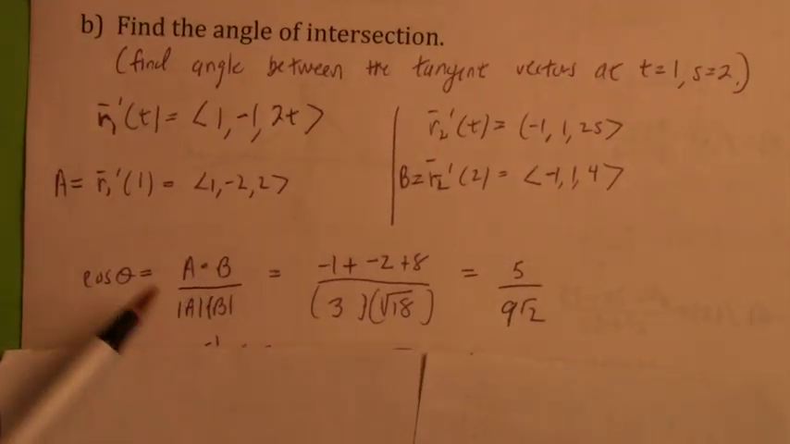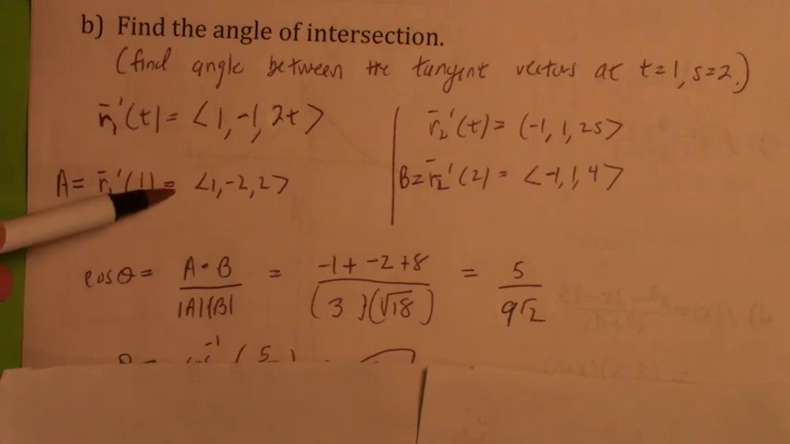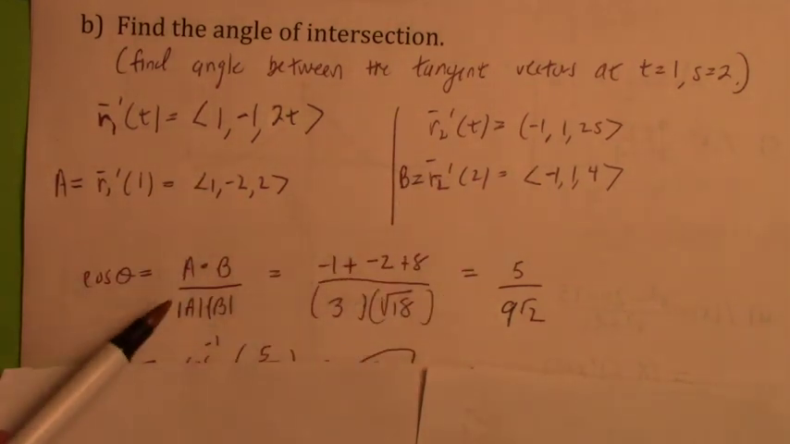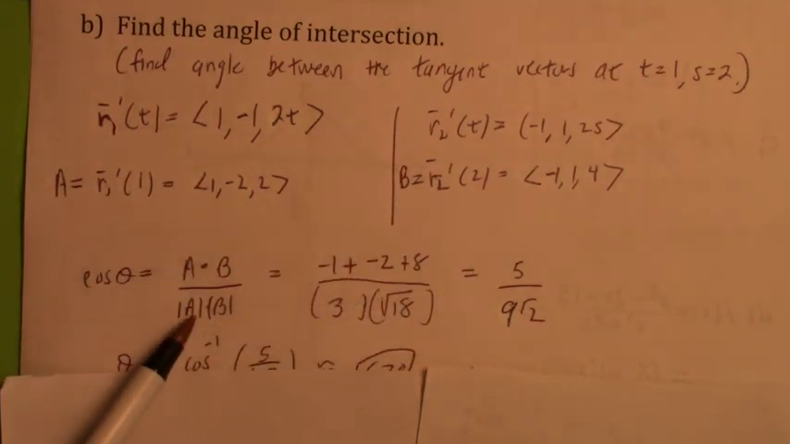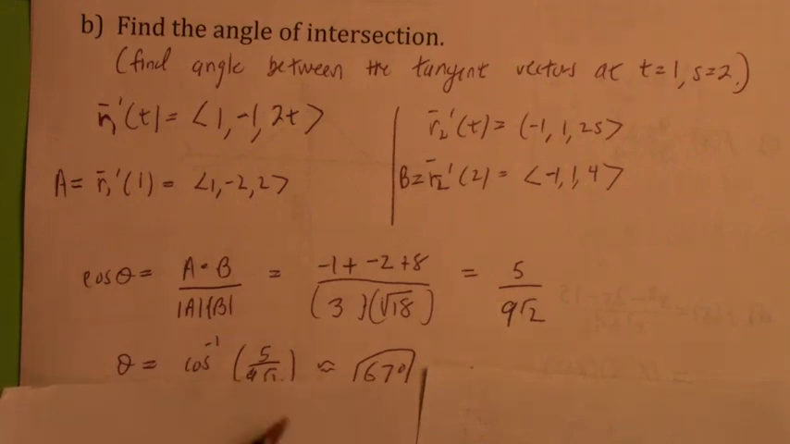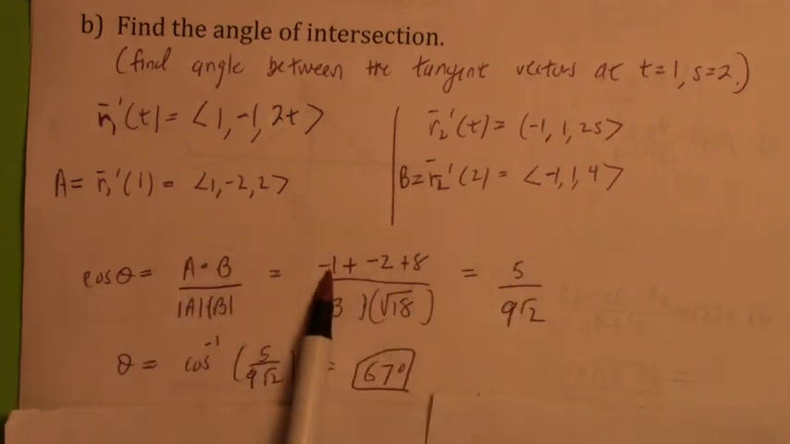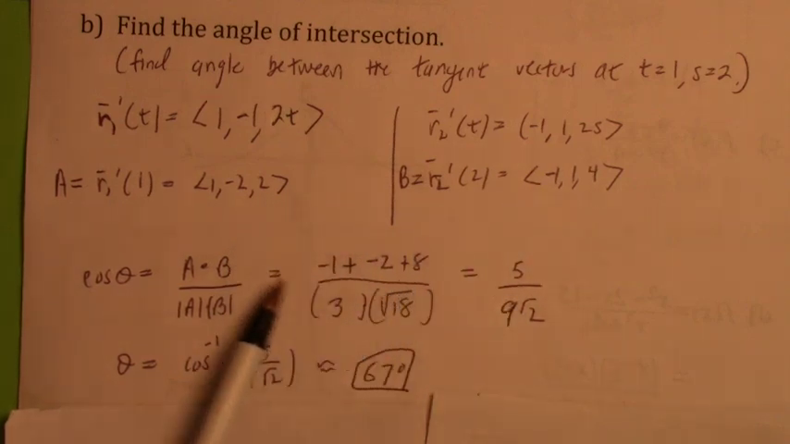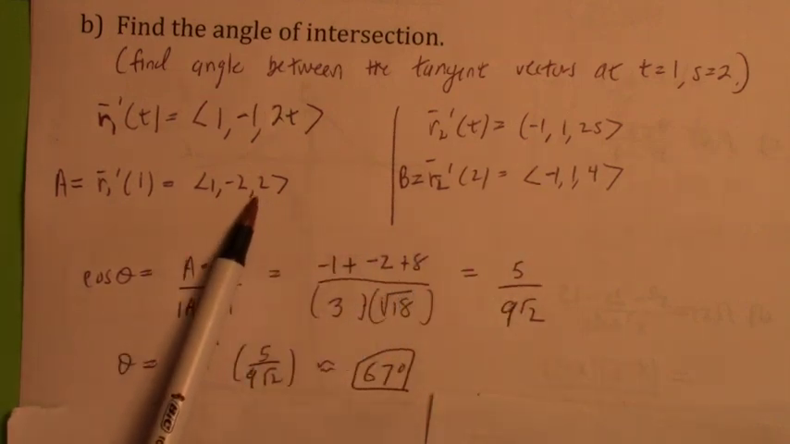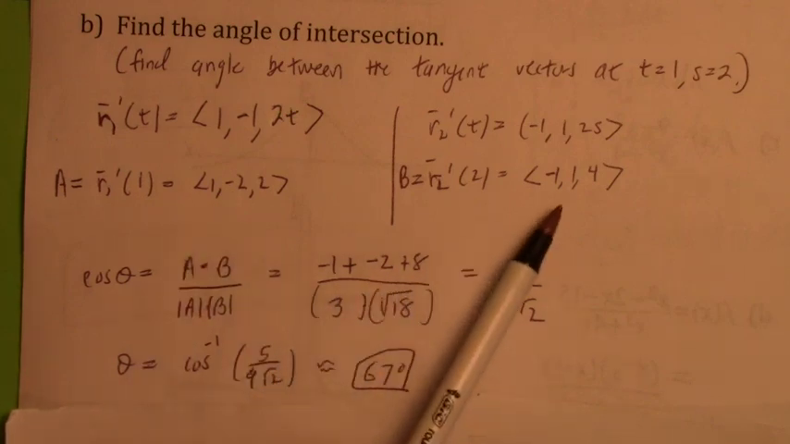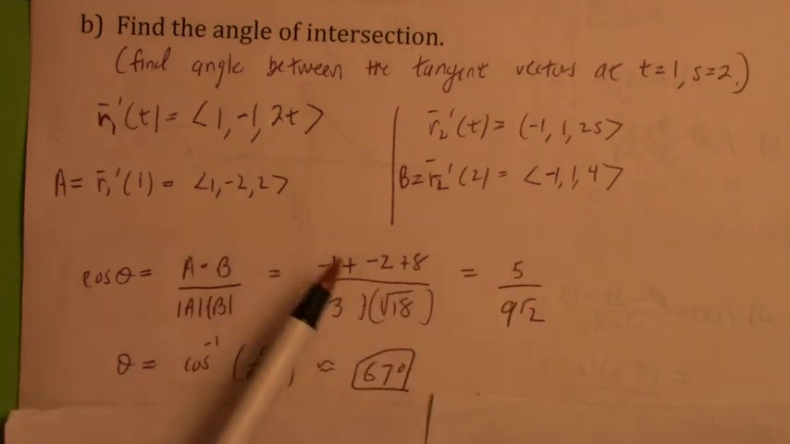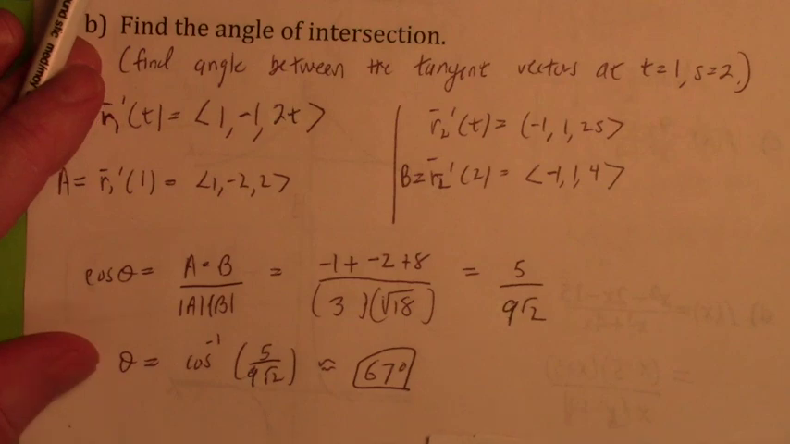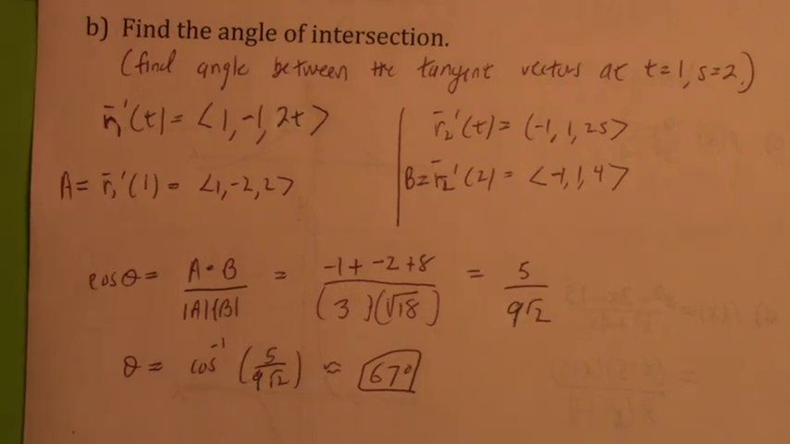Cosine of theta is a dot b. Let's call this first one a, and this one b. So it's going to be a dot b divided by the product of the magnitudes. So you get 1 times negative 1 is negative 1, negative 2 times 1 is negative 2, 2 times 4 is 8. The magnitude of this vector, I believe, is the square root of 9, which is 3. The magnitude of this one is the square root of 18, so it simplifies to 5 over 9 square root of 2. Find the inverse cosine, you get 67 degrees.